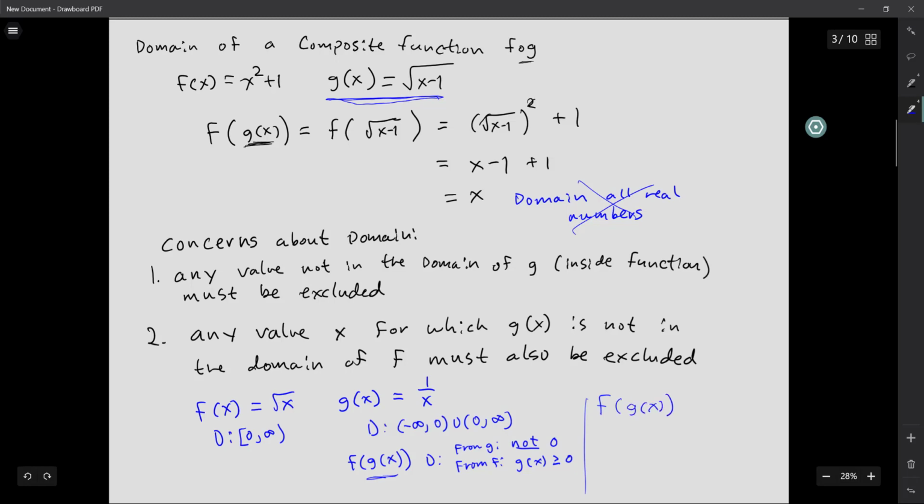What I end up with is the domain of f of g of x should be, let's see, I can't be 0, and I can't get a negative number as a result, which means I'm going to be stuck here with the numbers that are only going to give me positive numbers from g. So I'll have 0 to infinity.